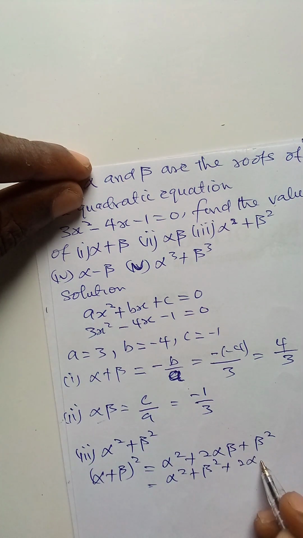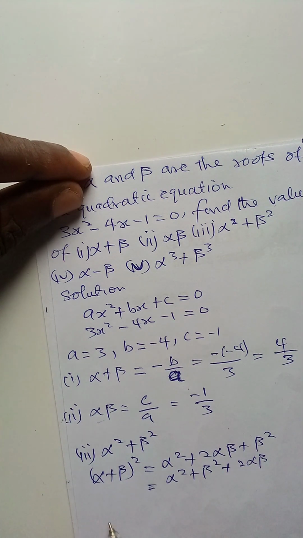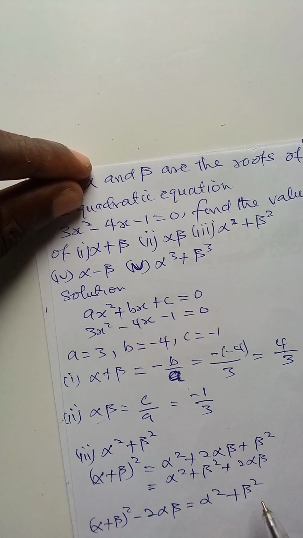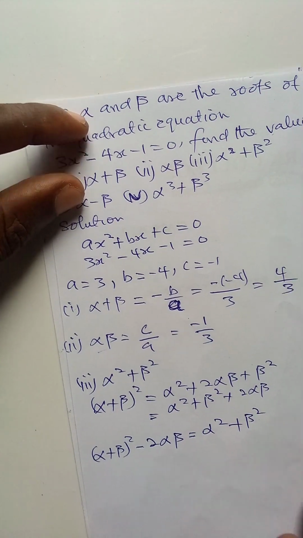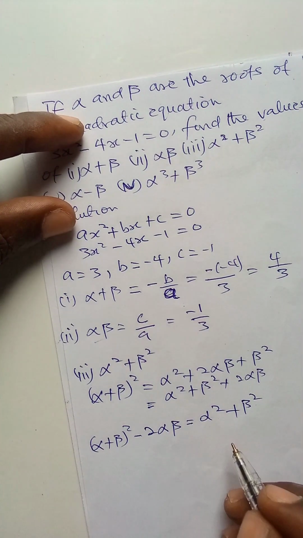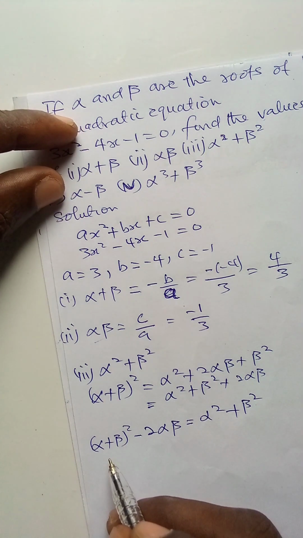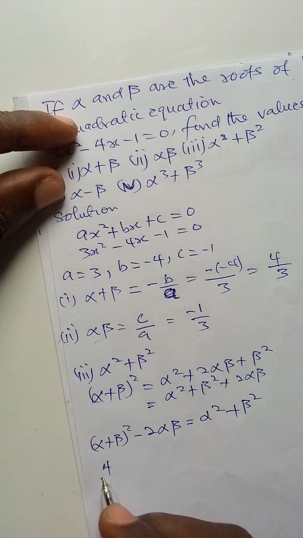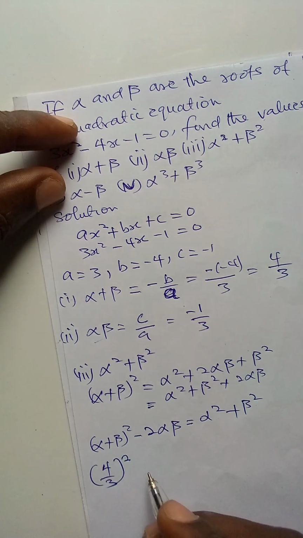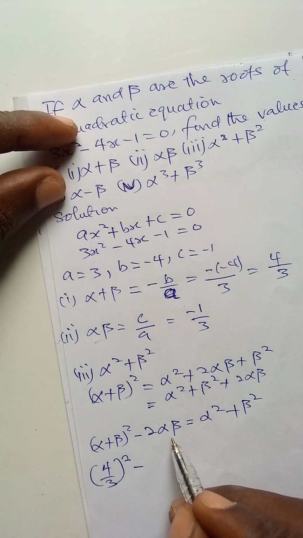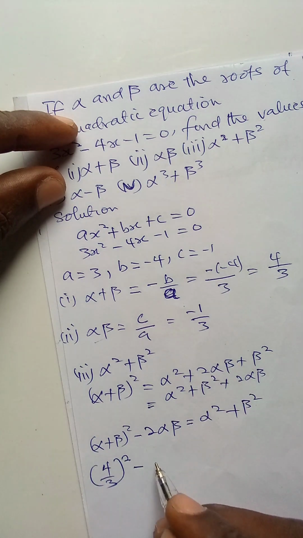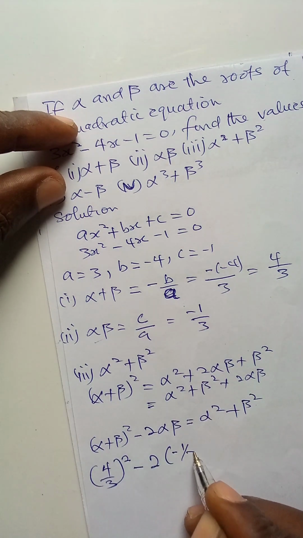Now we also have 2 alpha beta, so we need to transport this 2 alpha beta to the other side of the equation. That becomes alpha plus beta all squared minus 2 alpha beta, which will give us alpha squared plus beta squared, the required expression whose value we are to find. Now, the value of alpha plus beta is 4 over 3. There is a square here, so we'll have to square it, minus 2 times the value of alpha beta, which is minus 1 over 3.